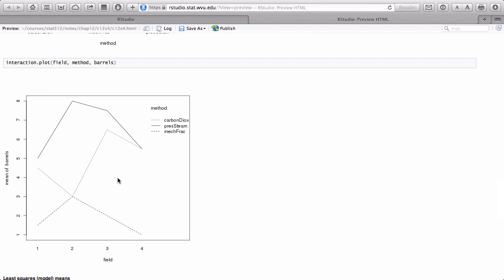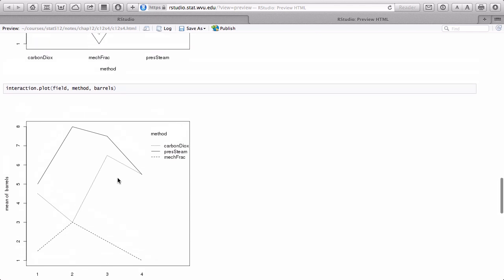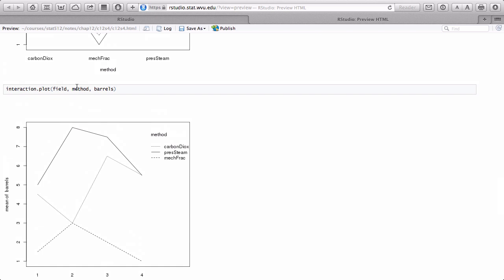So you're plotting the same 12 points. Now the interaction plot is only plotting the cell means, not the model means. If you wanted to plot an interaction plot with the model means, they may be slightly different than this. But again, I'm simply using field and method and barrels. I'm not using a model to get that interaction plot. So be aware that those are the cell means that I'm plotting. They'll give an indication of the interaction, but they're not the same as the model means.